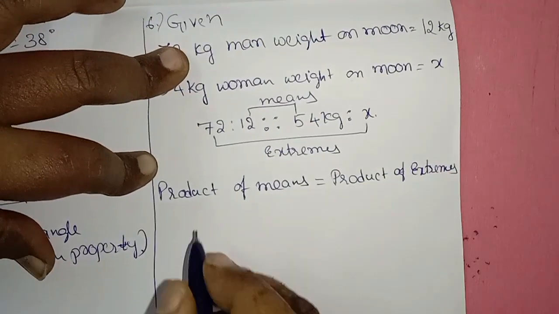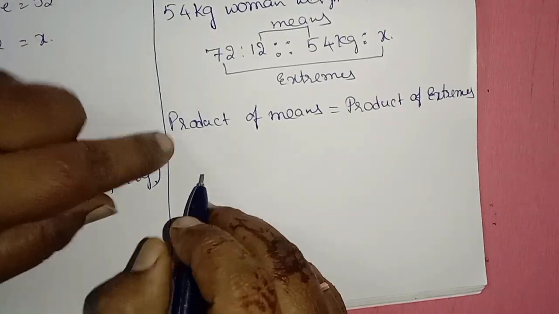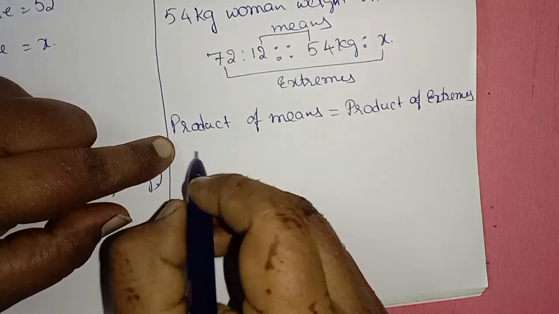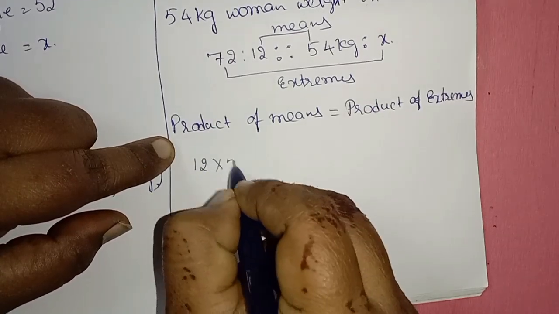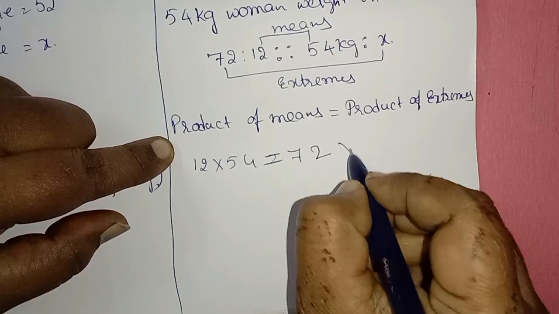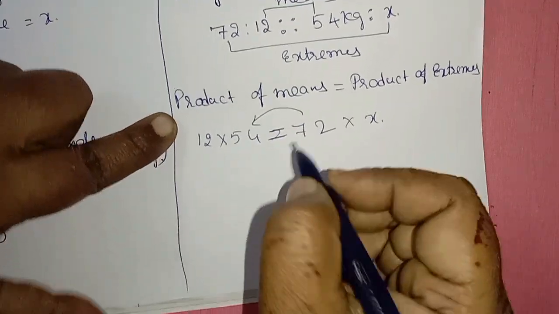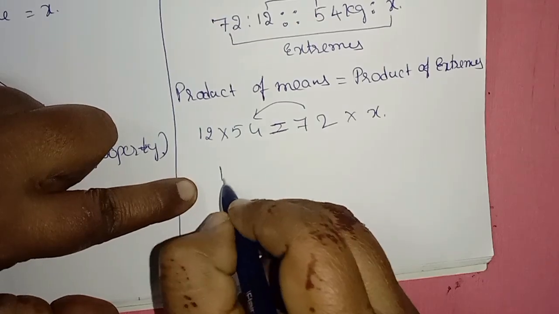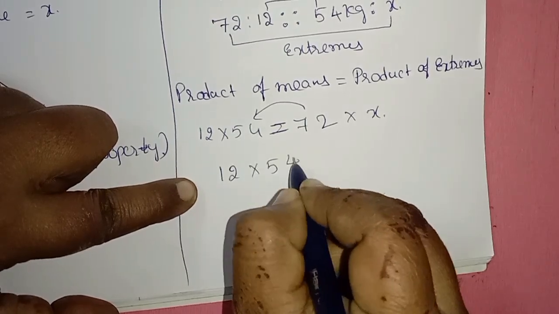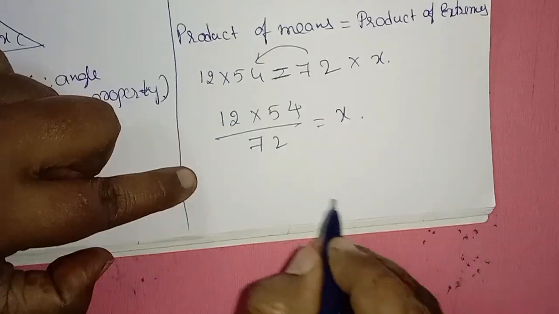Okay, right. Next, product of means, the middle terms here. Multiply them. 12 into 54 equals 72 into x. I am not multiplying this one. Transpose 72 this side. So multiplication becomes division, right? 12 into 54 by 72, you'll get x.